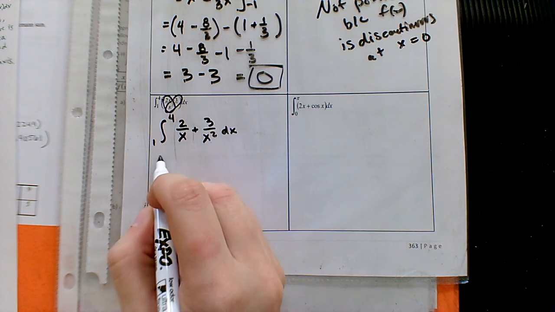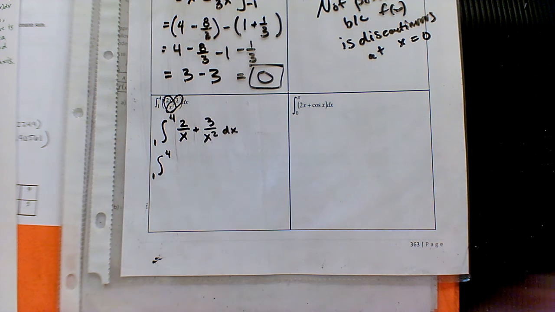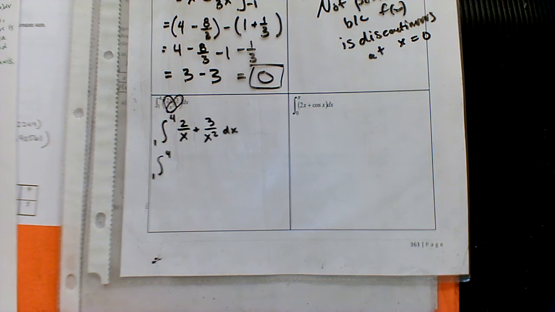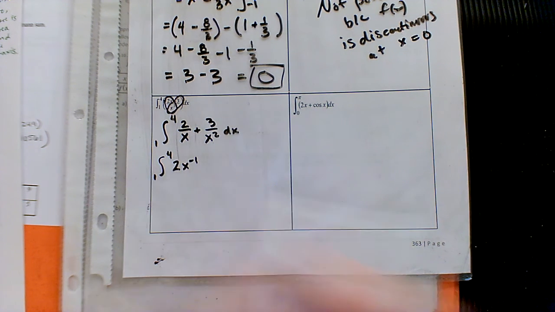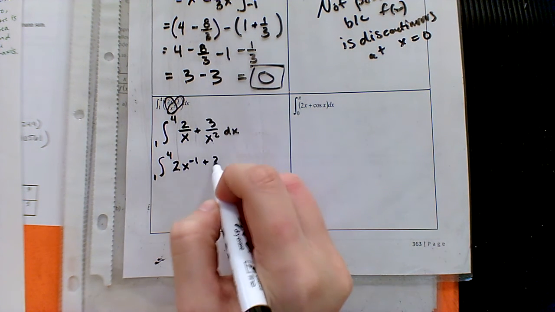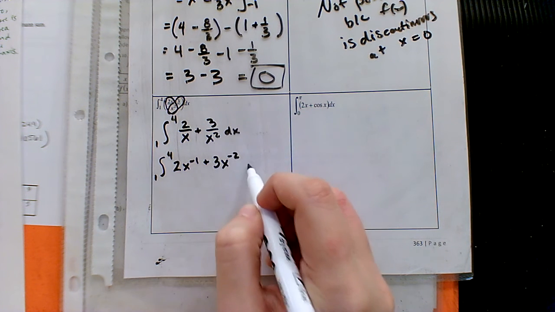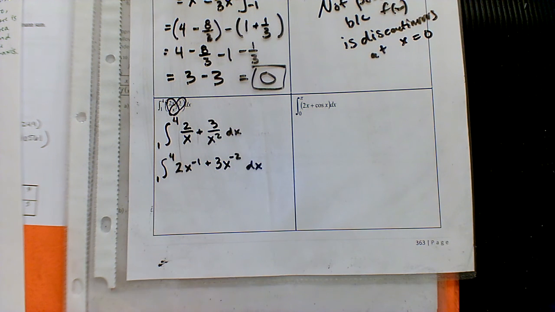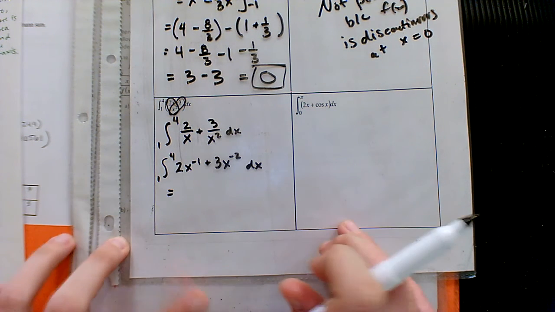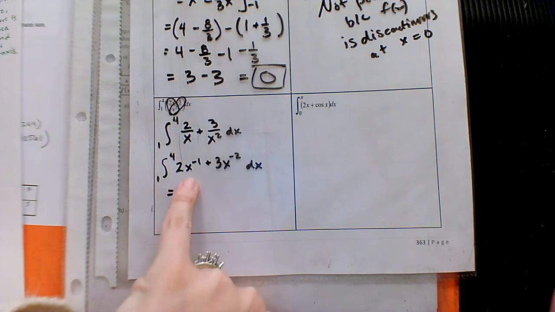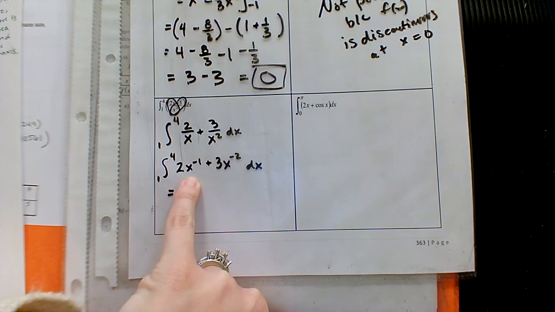All right, so we divided it separately, but again, I don't think the way it looks right now fits our reverse power rule setup. We want x's to powers, no fractions, no roots, no parentheses. So maybe we'll rewrite the first fraction as x to the negative first, and the second fraction as x to the negative second. All right, let's see if we can work backwards from here. Can we work backwards from x to the negative first?